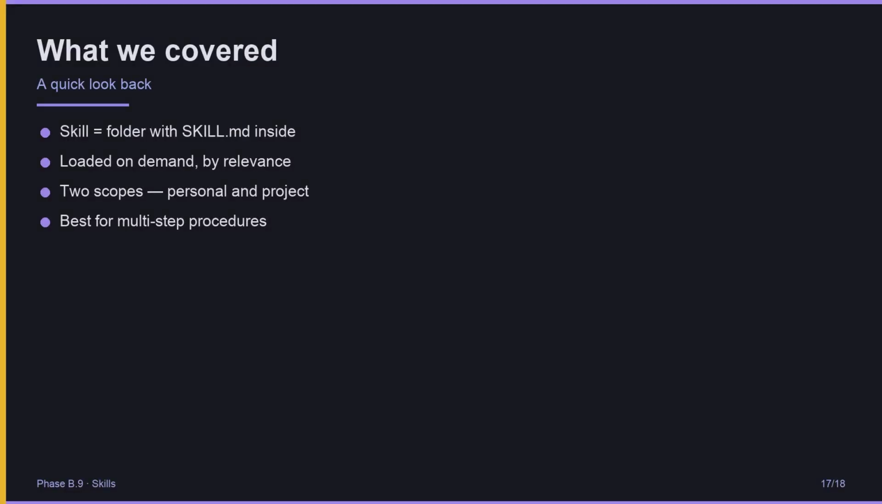Quick recap. A skill is a folder with a skill.md file inside. Loaded on demand, by relevance. 2 scopes, personal skills in .config, project skills in .opencode. Best for multi-step procedures you'd repeat across many sessions.